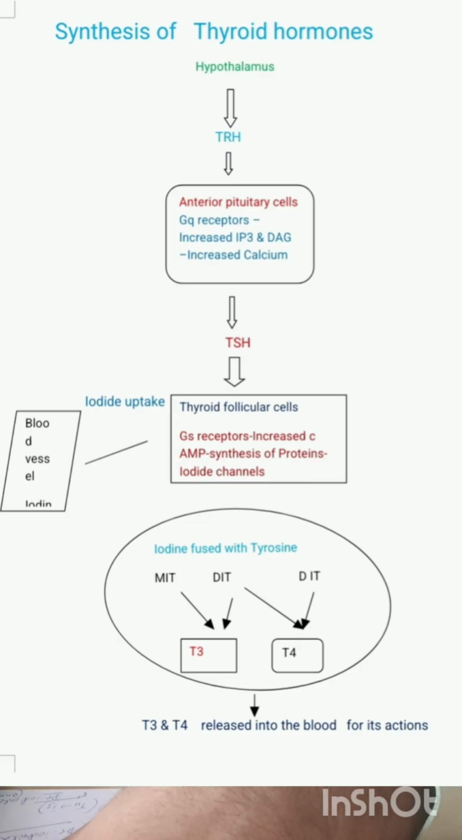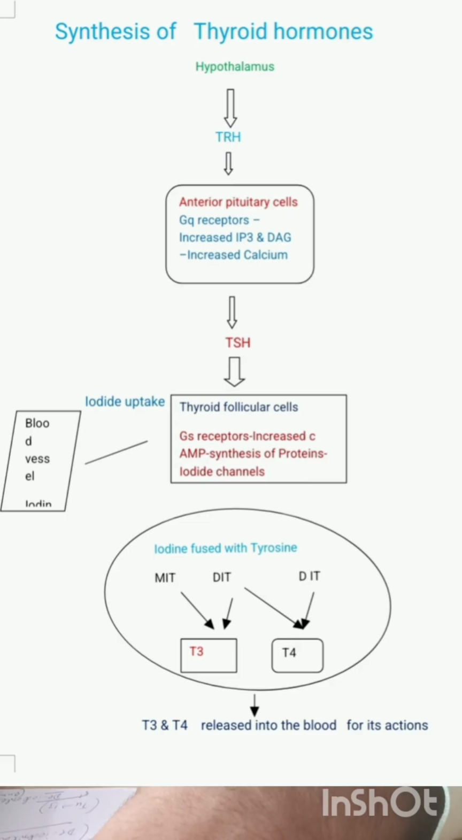This thyroid stimulating hormone will go and act on the specific type of receptors present on the thyroid follicular cells. They are called Gs type of G protein coupled receptors. So TRH, Gq type of GPCR; TSH, Gs type of G protein coupled receptors. When they go and bind to the Gs, that is a specific type of G protein coupled receptor, there is an increased level of cyclic AMP.